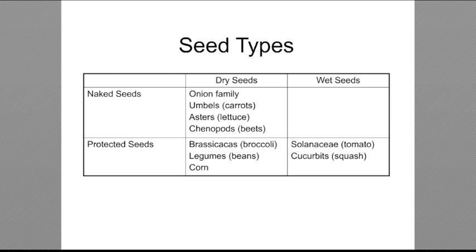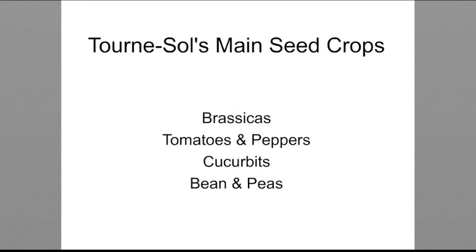And so the crops that we specialize in are a lot because of climate. So we grow a lot of brassica greens. They have those pods which protect them. We grow a lot of tomatoes and peppers, and we grow a lot of cucurbits, melons, and squash. We also grow a fair amount of beans and peas.